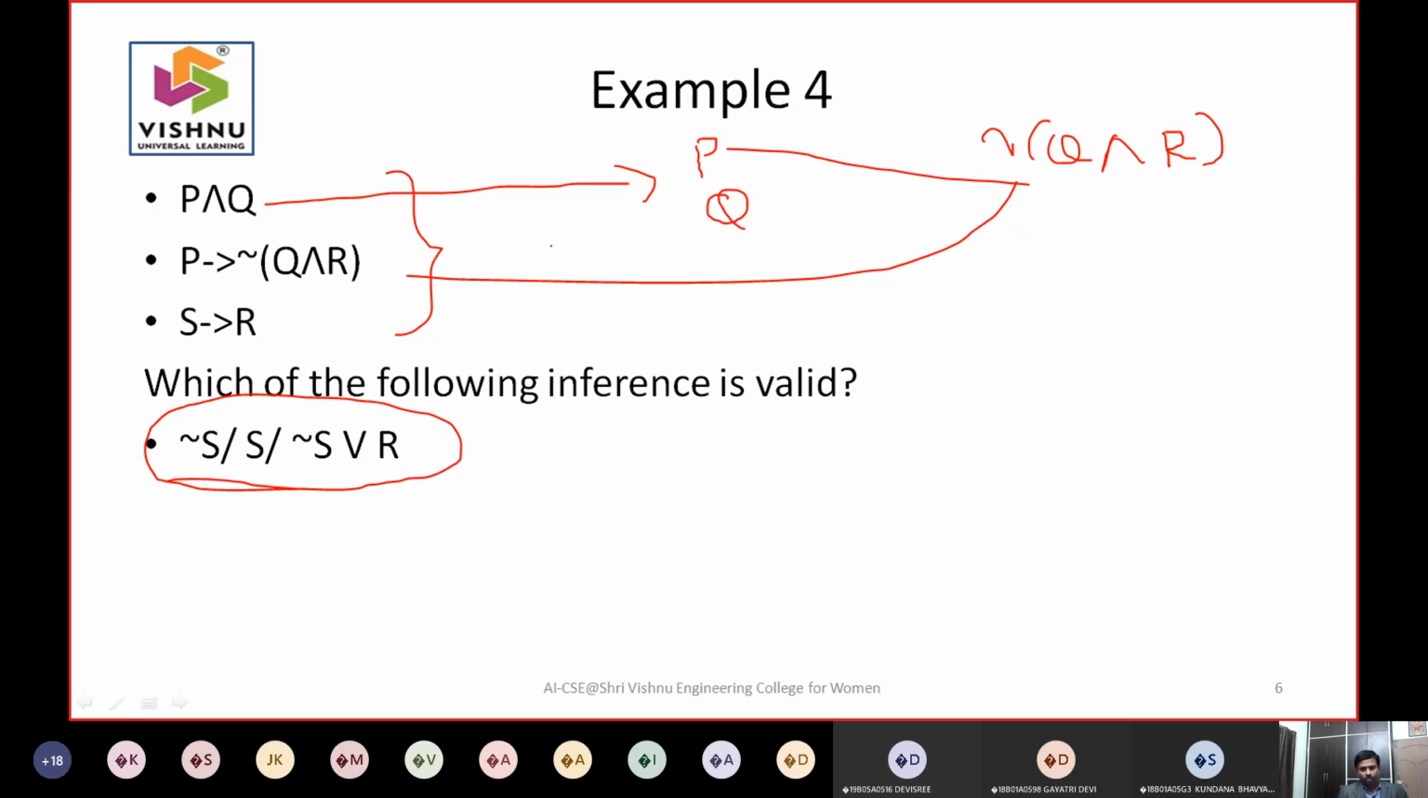So how do you proceed here? How can we get some value here? If I just wish to expand this part, this is negation of Q or negation of R. So what can we get from this? See, from this P and Q, you can also get this Q. Q and this, if you combine, what you will get is negation of R.